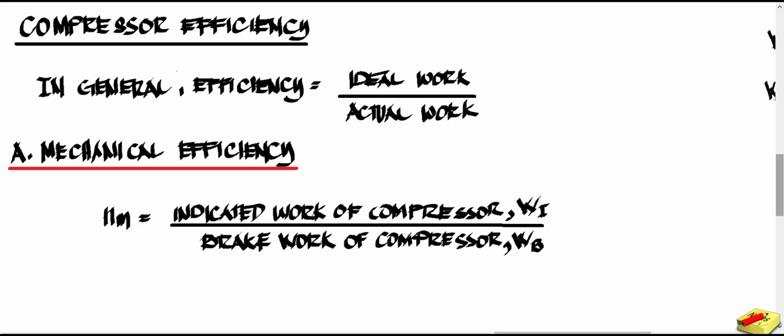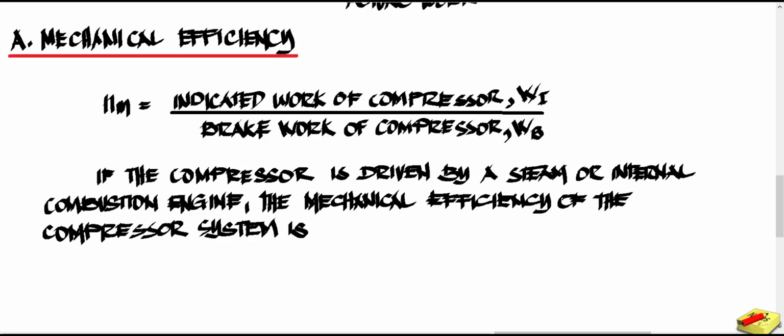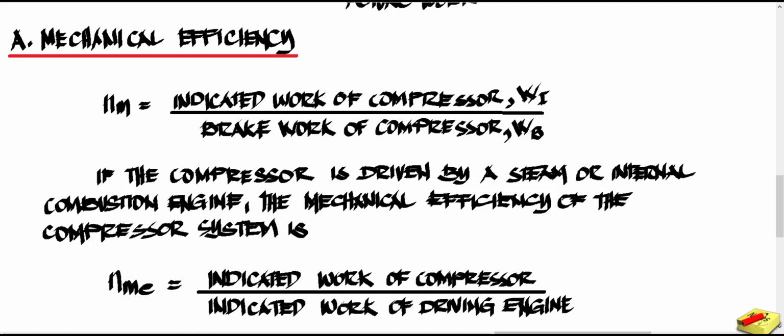Now for the mechanical efficiency, we have the symbol here, small m with a lower script of m. That will be the mechanical efficiency of the compressor. It is the ratio of the indicated work of the compressor divided by the brake work of the compressor. If the compressor is driven by a steam or an internal combustion engine, the mechanical efficiency of the system would be the indicated work of the compressor divided by the indicated work of the driving engine.